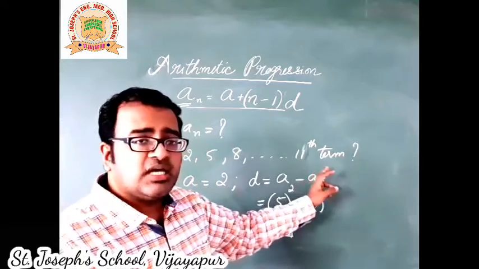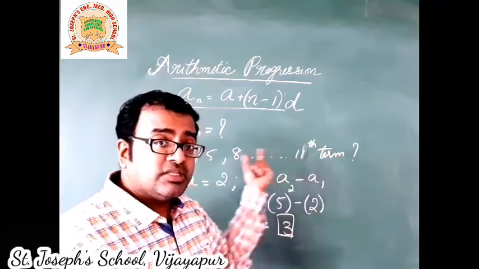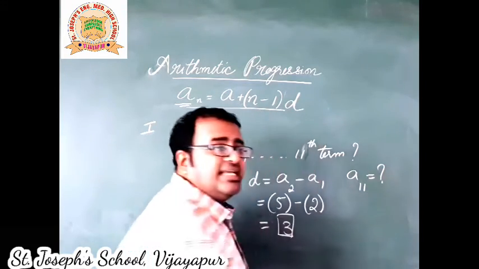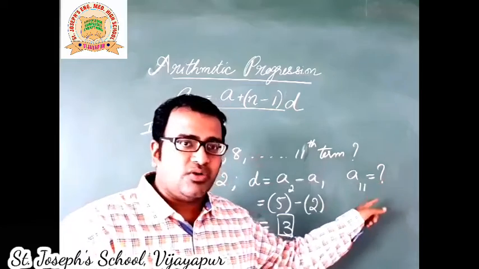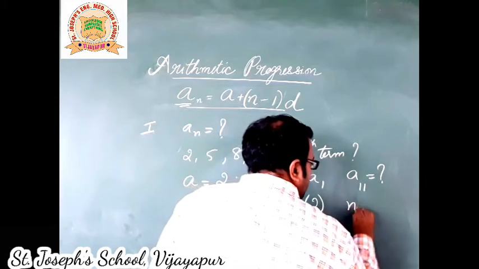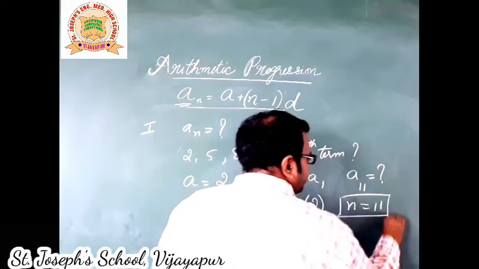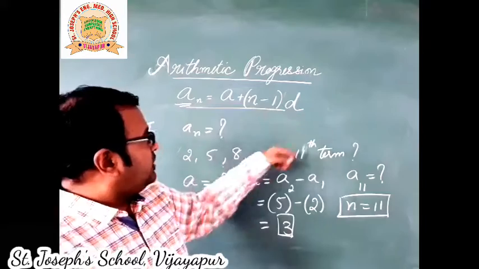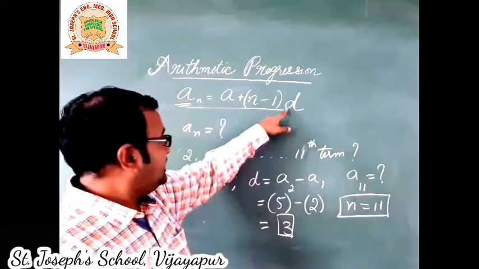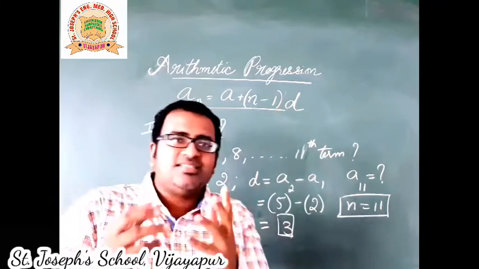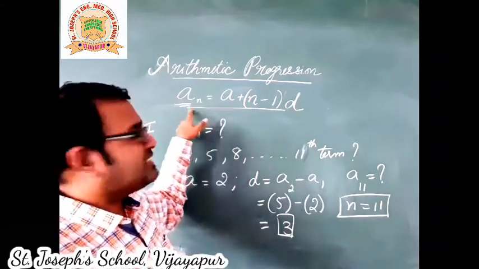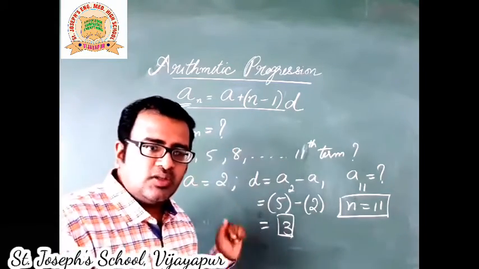See, how many number of terms are there? The last term is 11th term, means A11 is what you have to find out. In place of n, what is there? 11 is there. So, n is equal to 11. So, in the formula, you got A, which is 2, n, which is 11, d, which is 3. With these three variables having their values, we can find out the unknown variable, that is an. Let us try to solve that.